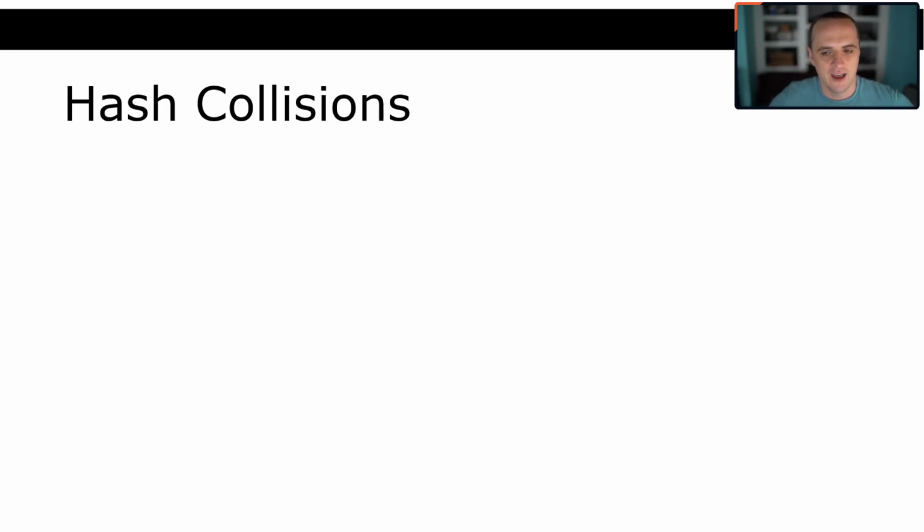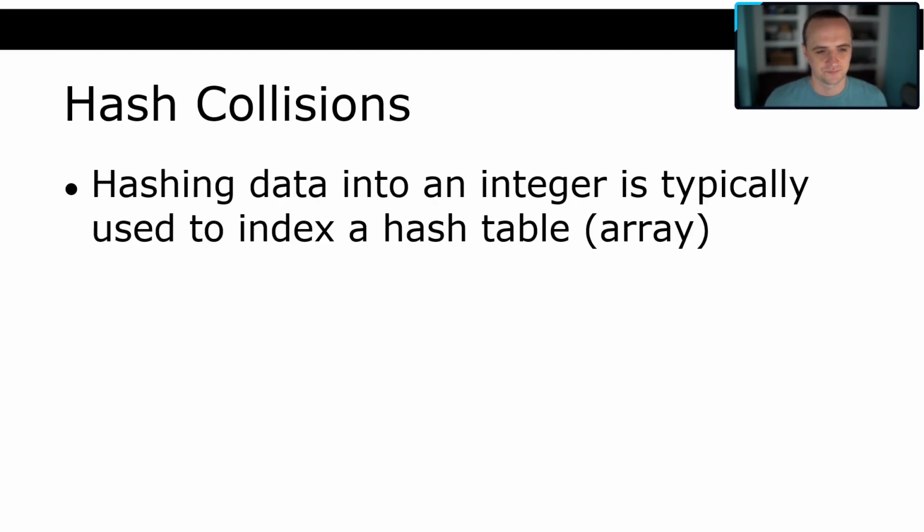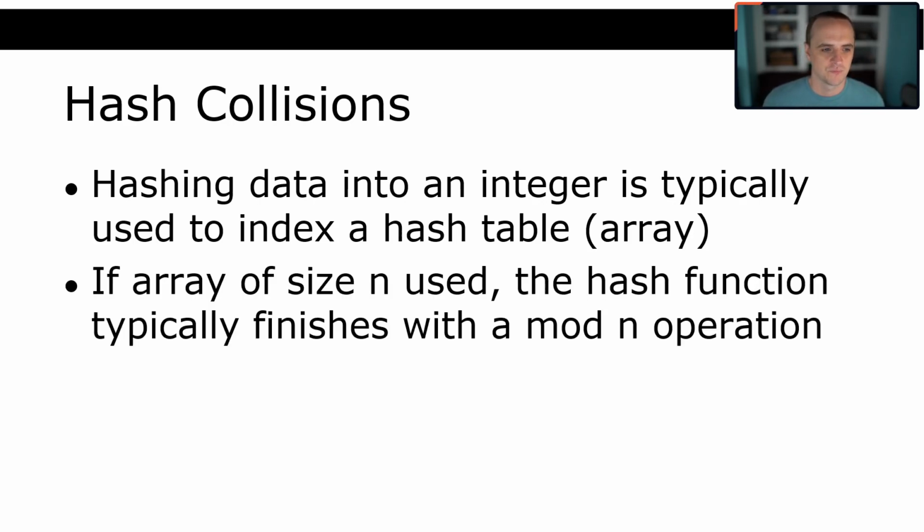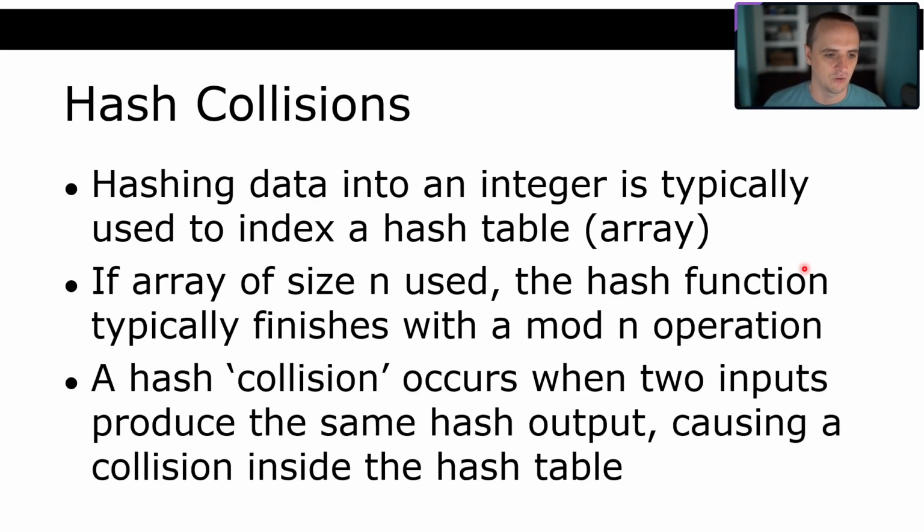Now, we talked about hash collisions a little bit. What are they? Why are they bad? Why are they the bane of our existence? Hashing data to an integer is typically used to index a hash table, right? We're going to see that in the future. If an array of a particular size n is used, then the hash function typically finishes with a modulus n operation. And that just means we're taking the output of the hash function, however complex it may be, and fitting it somewhere inside the length of our array.